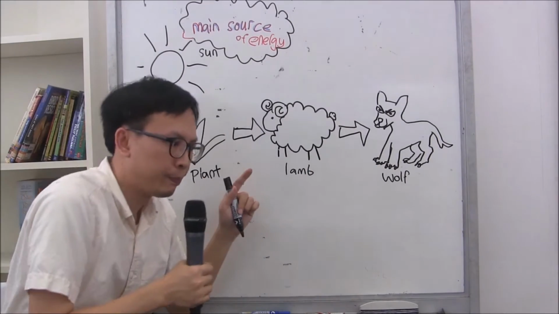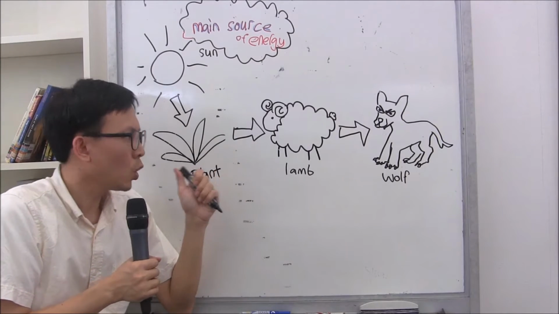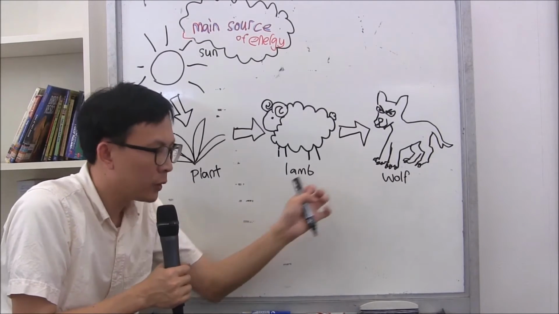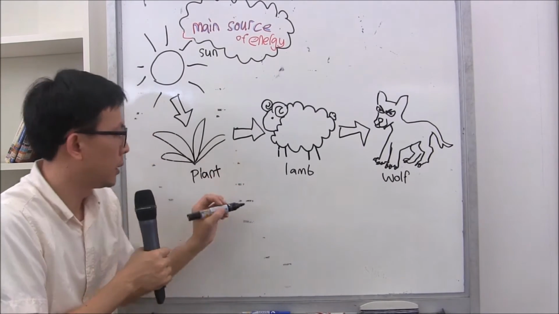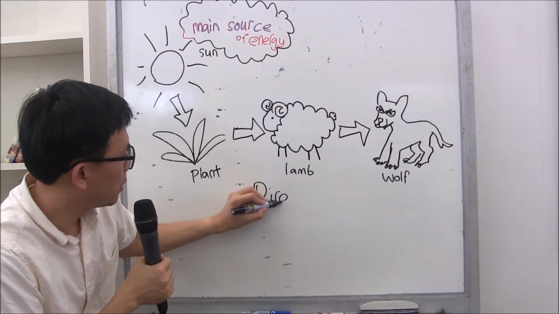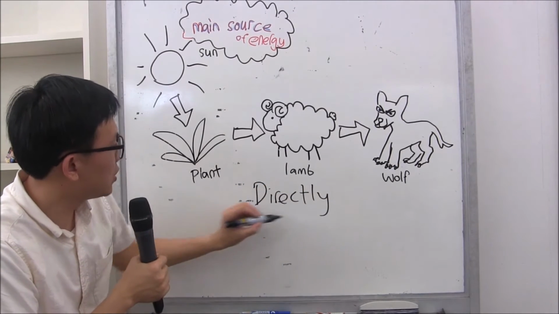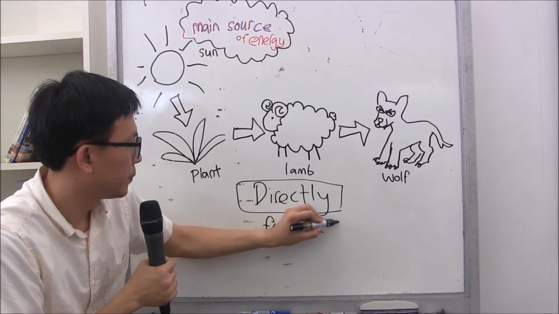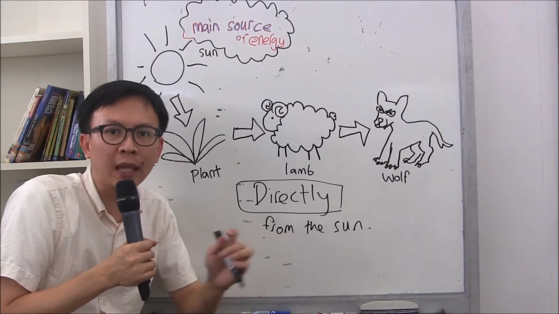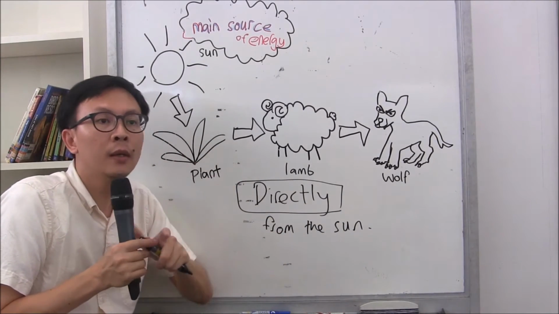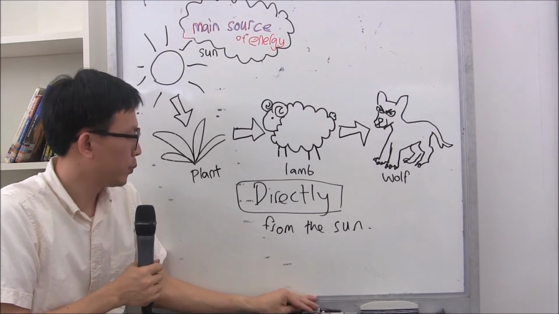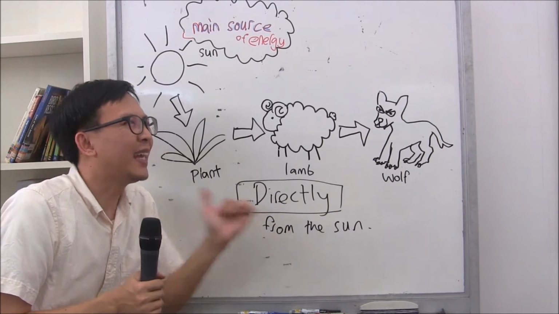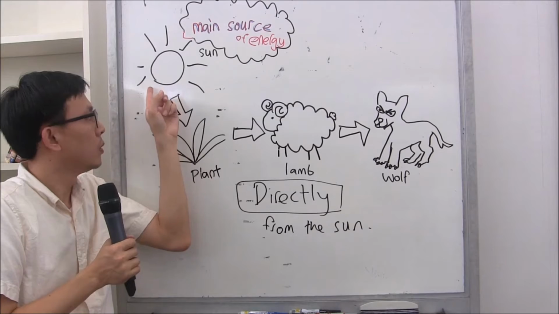Now the first question of the video lesson. Which of these organisms, plant, lamb, wolf, gets its energy directly from the sun? I'm going to give you 5 seconds to think, and then you come up with the answer for me. Ready? Which of these, plant, lamb, wolf, gets its energy directly from the sun?